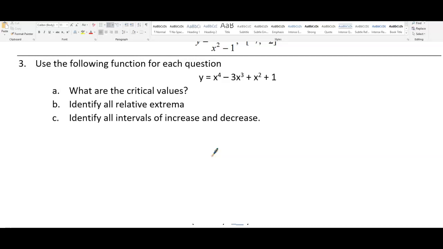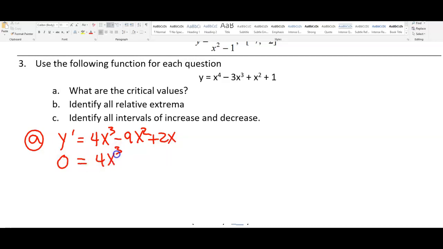Okay, so now we're going to do a couple things here with this one. We're going to find the critical values, which is where you're going to find the derivative, set that equal to 0, and we're going to go ahead and factor to solve this. Some of us are a little bit rusty with the factoring skills.